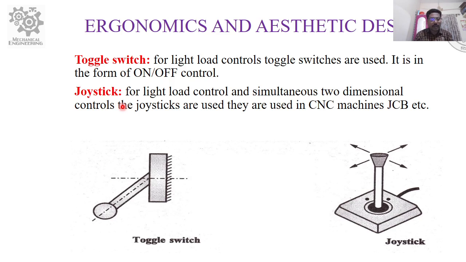Next we go for toggle switches. Toggle switches are operated with only one finger, by moving left or right, or top or bottom, back and front. For light load control, toggle switches are used. It is in the form of on-off controls.